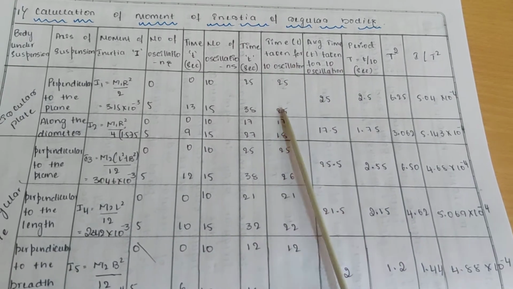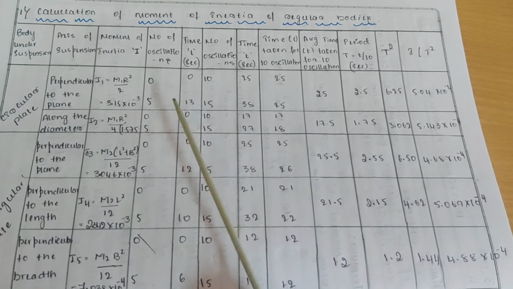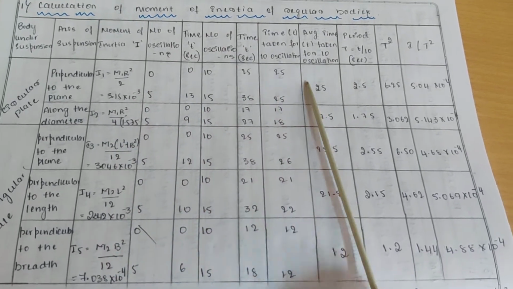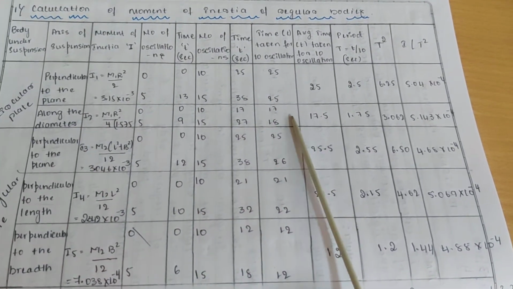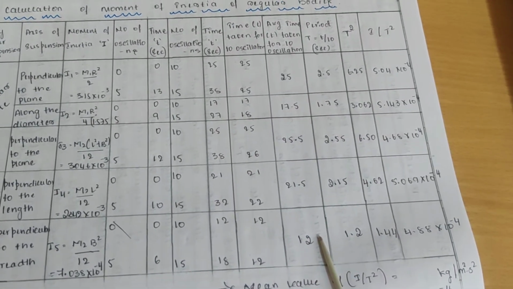You have to add these two, divide by 2. You will get the average time taken for 10 oscillations in the perpendicular to the plane of the circular plate. And along the diameter, again you have to add these two and divide by 2. You will get the average time. So like that you have to calculate the average time taken for 10 such oscillations.